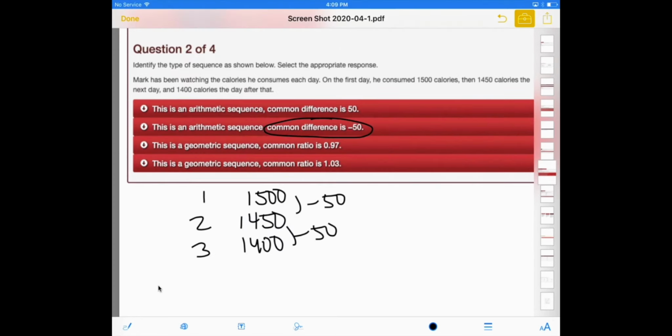So here we are, page 7. I don't know what happened to question 1, but it is what it is. So here I have the table, 1500 to 1400. It looks like he's definitely losing 50 calories per day. So the common difference is going to be minus 50.